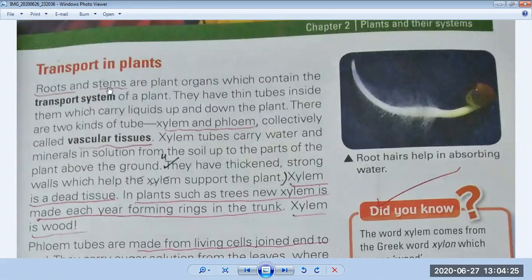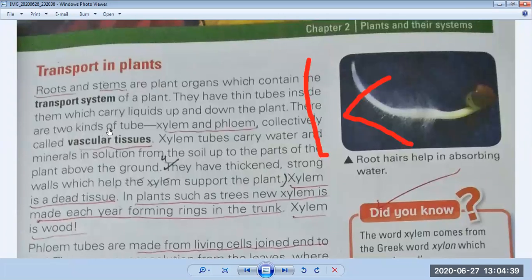And we all know in the stem there are vascular bundles. Vascular bundle means xylem and phloem cells. So xylem and phloem cells are responsible to take up minerals, water, and other things to the whole body of the plant. Now we will see there are two kinds of tubes in the stem. These are xylem and phloem, collectively called vascular tissues.